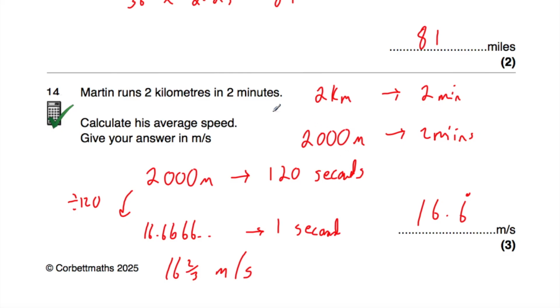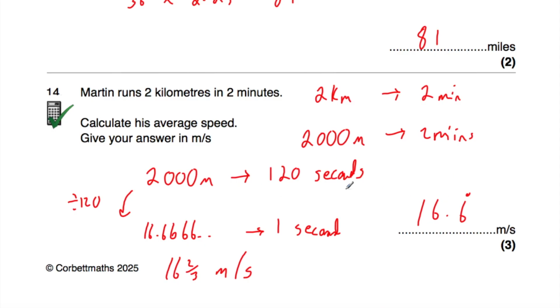Just to recap, we wrote down that he ran 2 kilometers in 2 minutes. We then changed that to 2,000 meters in 2 minutes. We then wrote that as 2,000 meters in 120 seconds, and then we just divided by 120 to see how far he would run in 1 second, which is 16.666 and so on meters, and that's it.